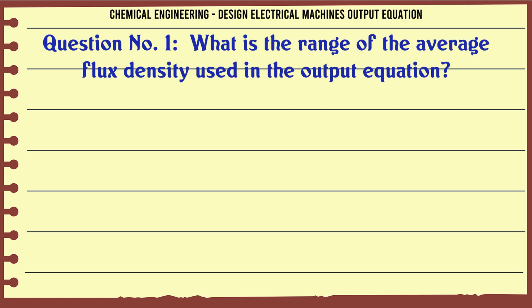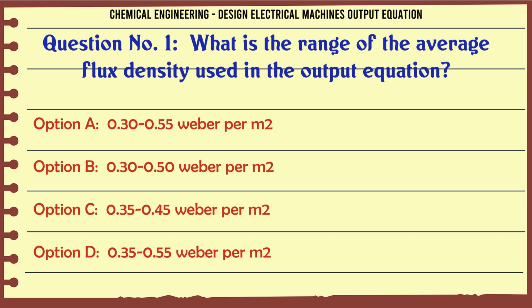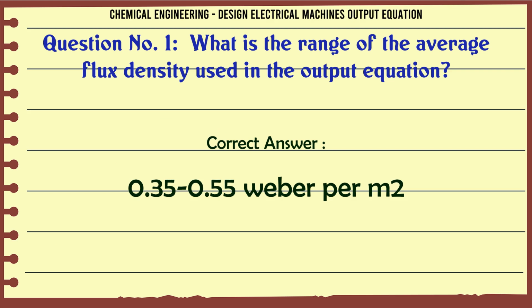What is the range of the average flux density used in the output equation? A: 0.30 to 0.55 Weber per m2. B: 0.30 to 0.50 Weber per m2. C: 0.35 to 0.45 Weber per m2. D: 0.35 to 0.55 Weber per m2. The correct answer is 0.35 to 0.55 Weber per m2.